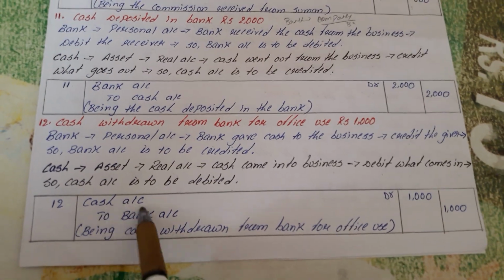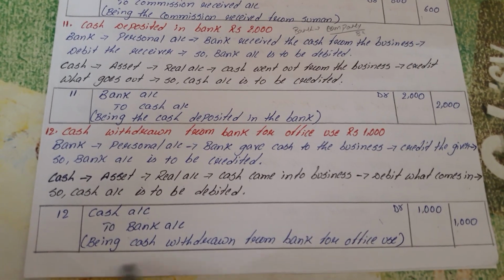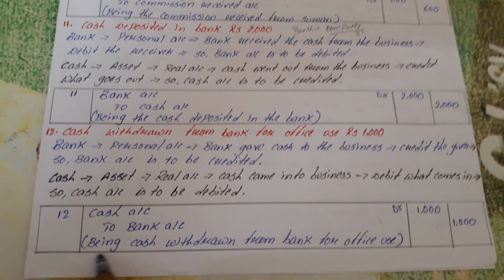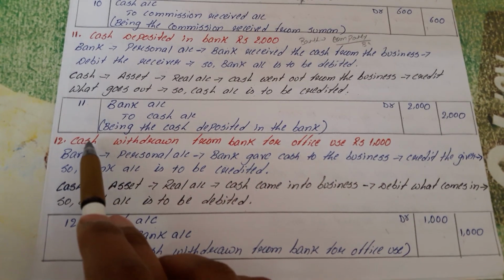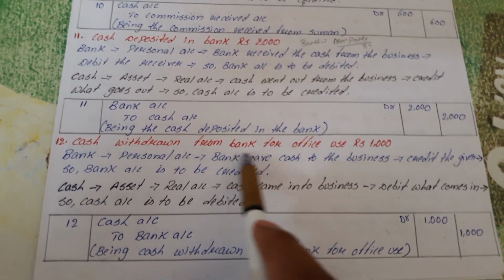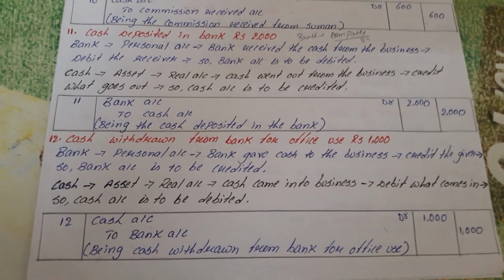The entry will become cash account debit 1000 to bank account 1000, and the narration has to be written in brackets and has to begin with the word 'being': being cash withdrawn from bank for office use. You can see here, I have written it as it is in the question. So narration can be written as what is there in the question. So thank you.